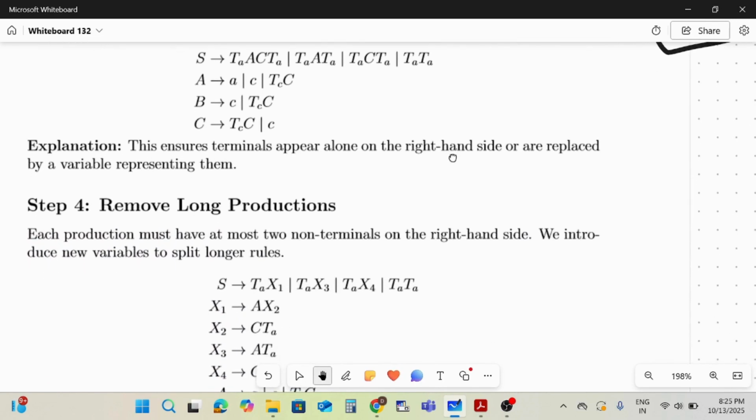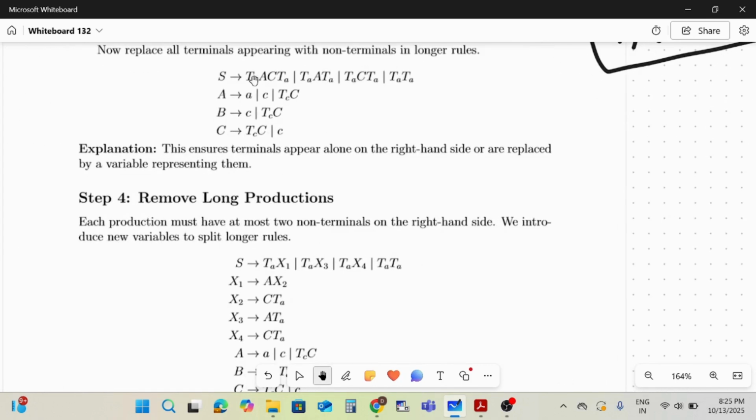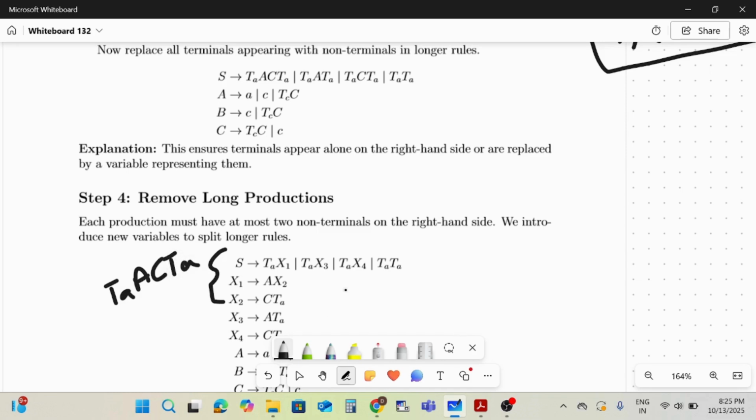Now we have to remove the long productions. How will I be able to remove the long productions? The concept is very simple. I am going to split this into two halves, like TA X1. X1 is nothing but A X2. X2 is nothing but C TA. If I combine all these three, I should be able to get TA, A, C, TA. So this is the equation A, TA, A, C, TA. This is how you should be able to split.